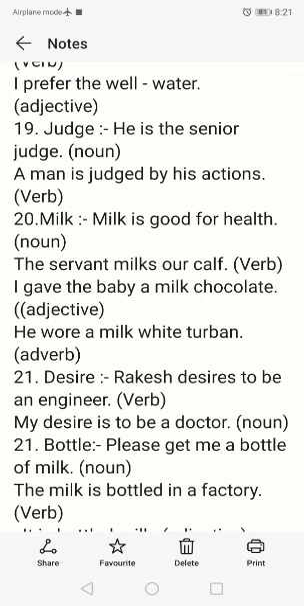And milk can also be used as an adverb. He wore a milk white turban. Here, no more confusion. Turban is a noun, white is an adjective. Just to remember the definition of adverb: an adverb is a word which modifies or adds something to the verb and also the adjective. White is an adjective, and milk modifies the adjective white. So in this sentence, the grammatical status of milk is adverb.